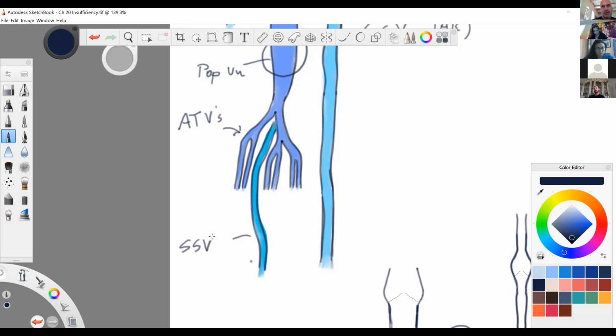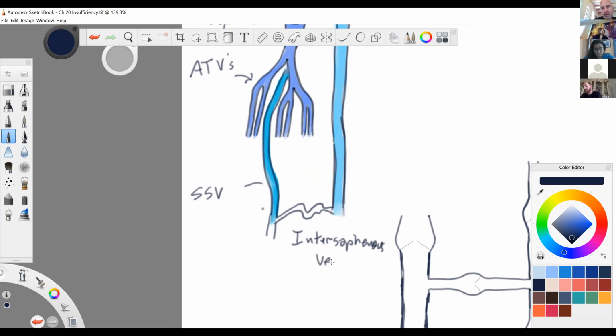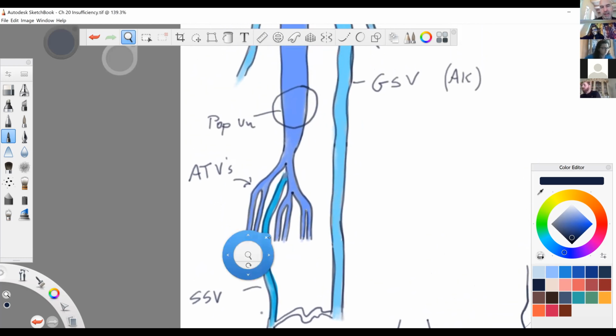So deep system, superficial system, and there's something I didn't draw in here. There's a couple of other things that go on, right? There are intersaphenous veins, and more important in the study of insufficiency, you're doing insufficiency studies, would be, let's just do one here. I'm just going to do one, and that didn't work.